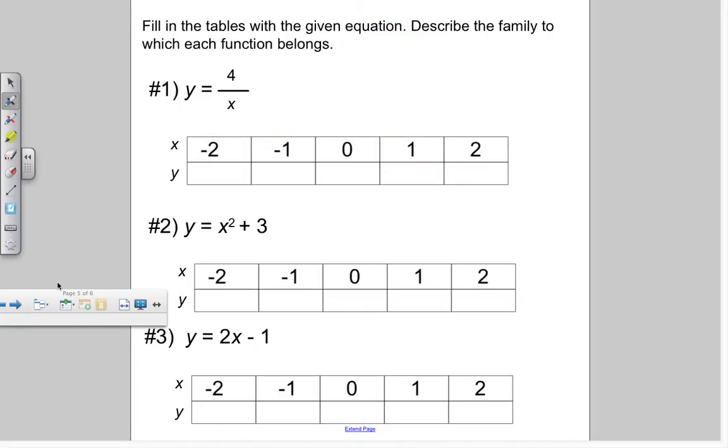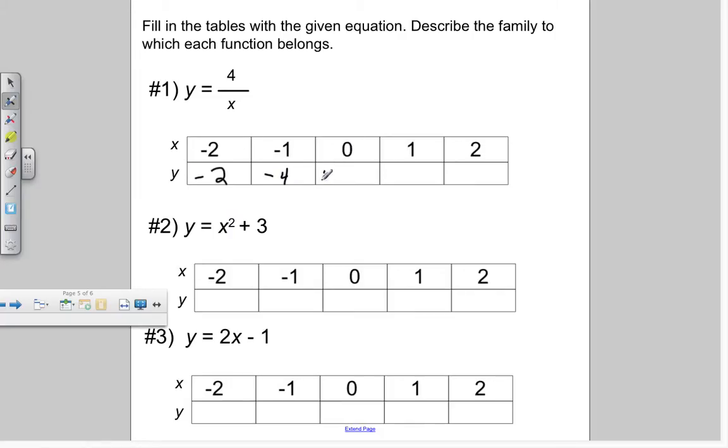All right. So now, fill in each of the tables with the given function. Describe the family to which each function belongs. This is what they ask you to do in the lesson. So basically, you're plugging in your x values and getting your y values. So 4 divided by x. So x is negative 2. 4 divided by negative 2 is negative 2. 4 divided by negative 1 is negative 4.